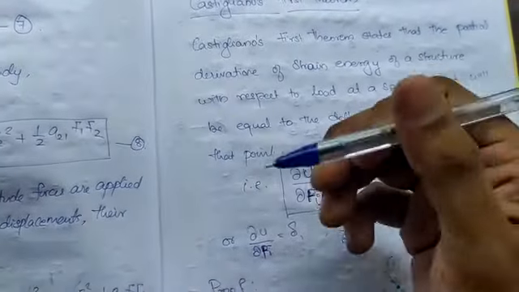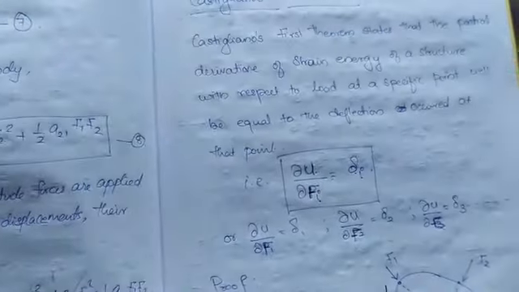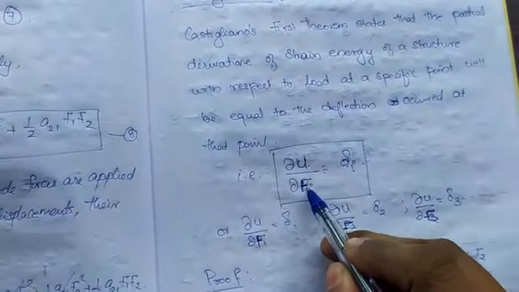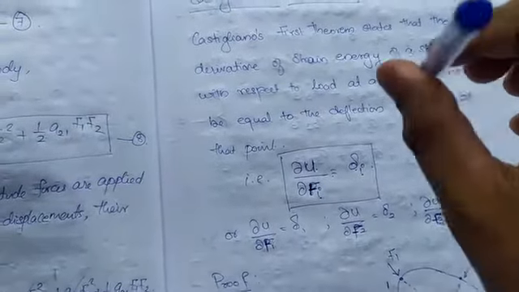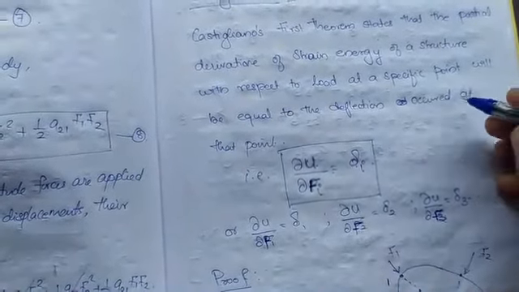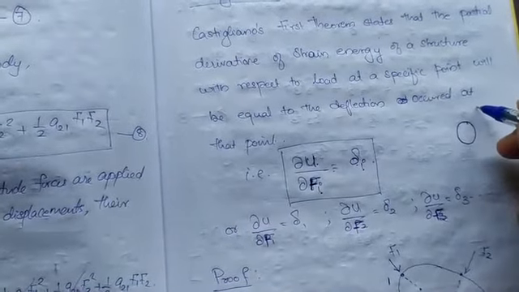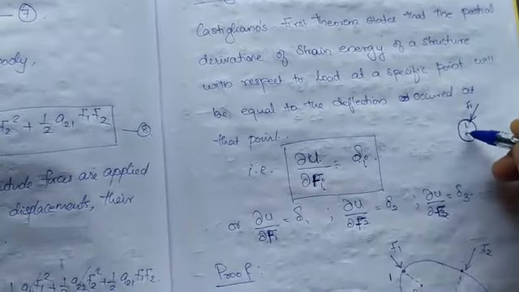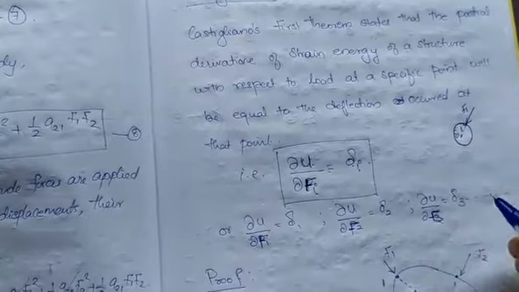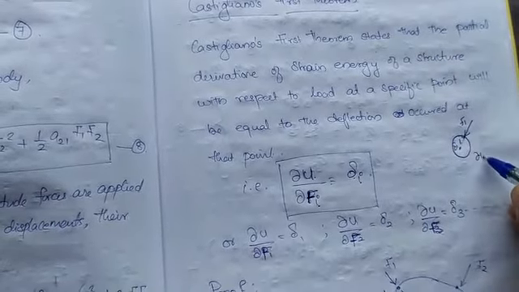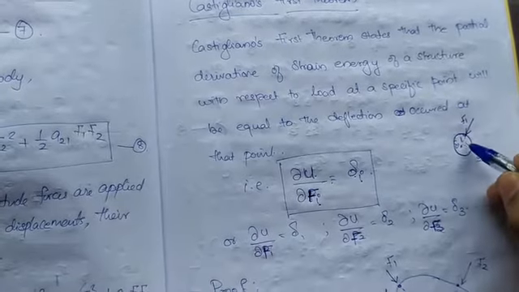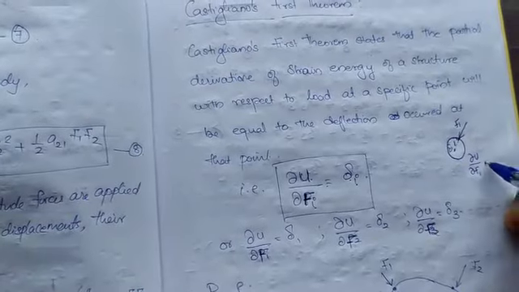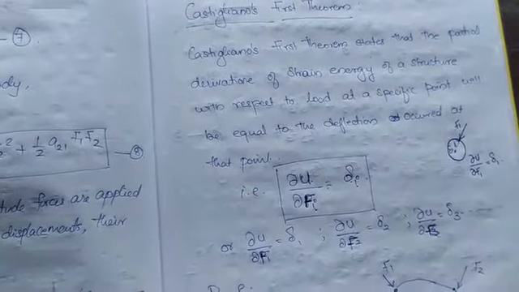So Castigliano's first theorem states that if there is strain energy involved due to the forces acting and deflections occurred in a certain body, the partial derivative of that strain energy with respect to the load F at any point will be equal to the deflection at that point. That means if you apply a load F1 at point 1 and it causes a deflection delta 1, the partial derivative of the strain energy with respect to load F1 will give you the deflection at that point.